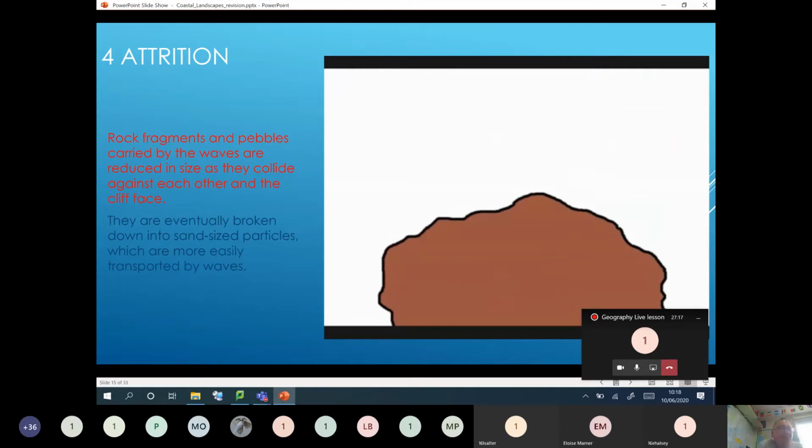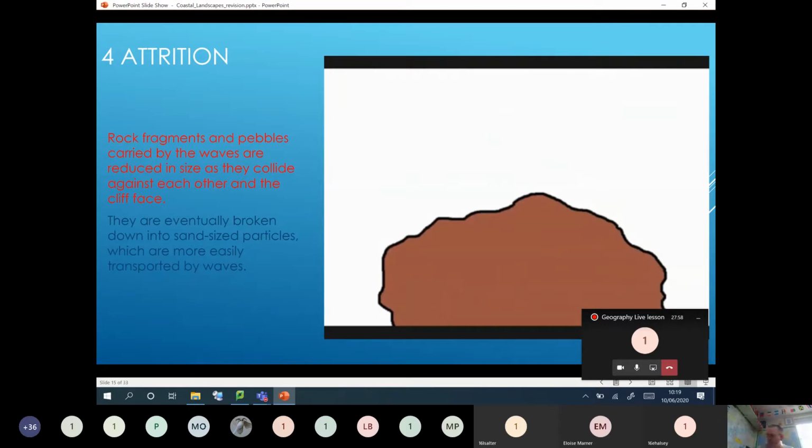Ow. So attrition: rocks hitting each other, rocks smashing into each other, and when they hit each other, they break up and become smaller. The more times these rocks hit each other, the smaller they will become. That's why we eventually end up with sand on our beaches, which would have started off as much larger material. So these are rocks colliding, fragments coming off, and the rocks getting smaller, until eventually we end up with those tiny sand particles left behind.